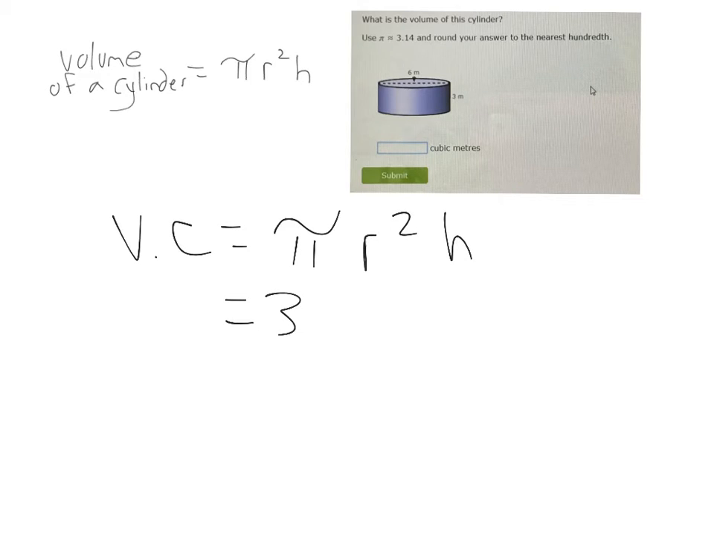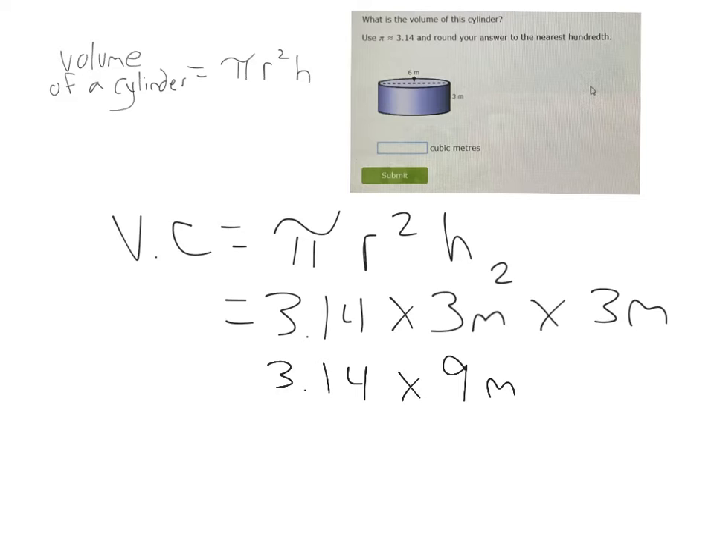So we're going to say pi is 3.14 times our radius. Don't fall for the trick. The diameter is 6, so the radius must be 3 meters. And it's radius squared, so 3 meters squared times our height, we can see here, is also 3 meters. So I'm going to go ahead, order of operations, and do the exponent first. 3 squared, 3 times 3 is 9. So I'm going to put that in there.